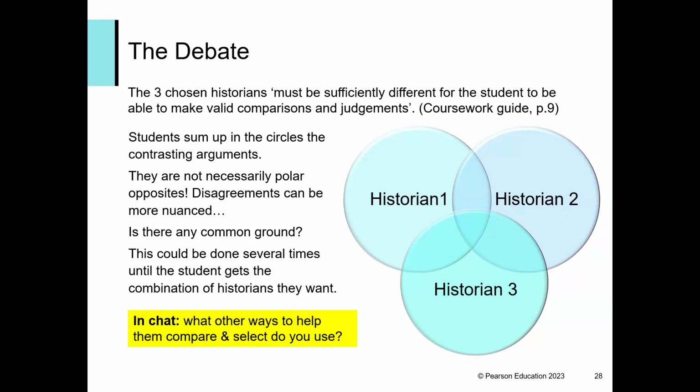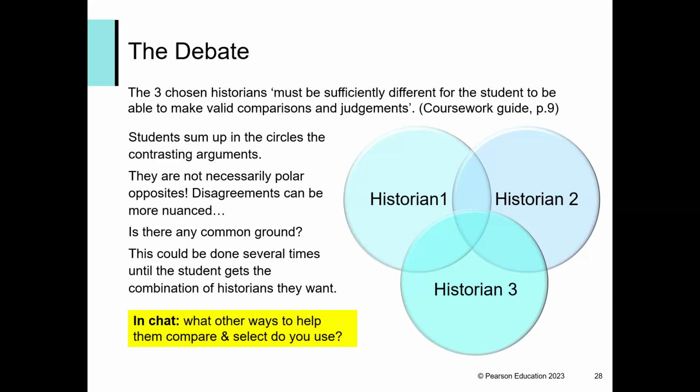So this exercise is building on work done in assessing historians' extracts in paper 1. Remembering that the three historians must be sufficiently different for the student to be able to make comparisons and judgments, as the coursework guide says. So a diagram such as this could be a way for them to identify what the main arguments are and to discern whether there is sufficient debate between them, summing up in the circles the contrasting arguments.